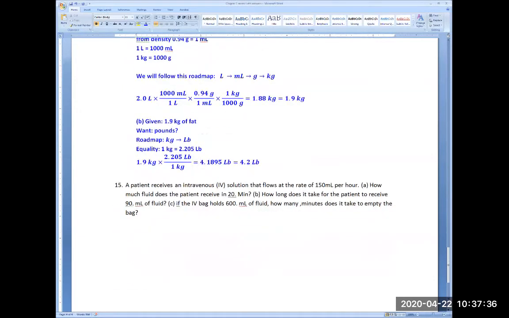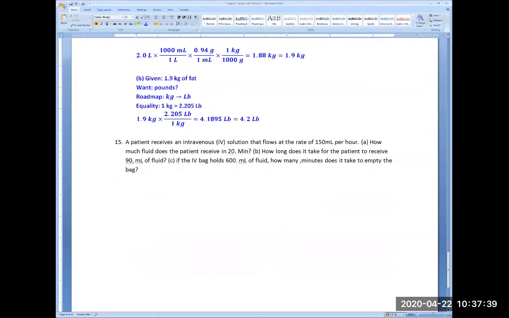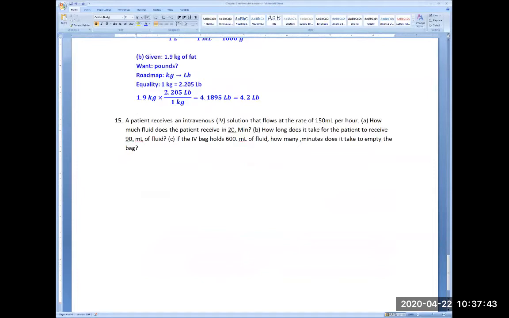Okay. So let's try to do problem 15 to practice this more. A patient receives an intravenous solution, we call it IV, the I for intra, V for venous. So an IV solution that flows at the rate of 150 milliliters per hour.